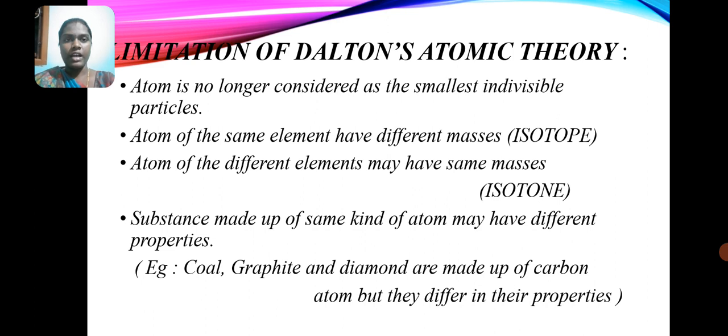Disadvantages and limitations of Dalton's atomic theory. The atom is no longer considered the smallest indivisible particle. Atoms of the same element having different masses are called isotopes. Atoms of different elements having the same masses are called isotones. Substances made up of the same kind of atom may have different properties. For example, coal, graphite and diamond are made up of carbon atoms, but they differ in their properties.